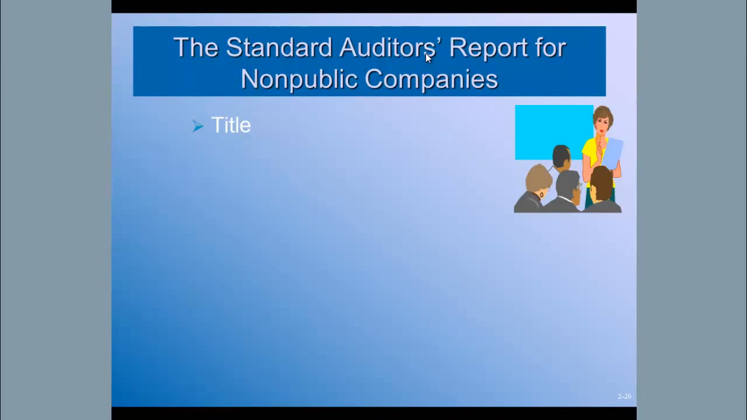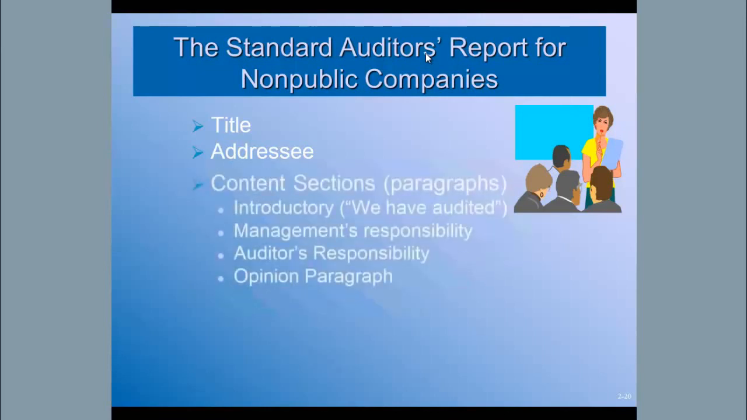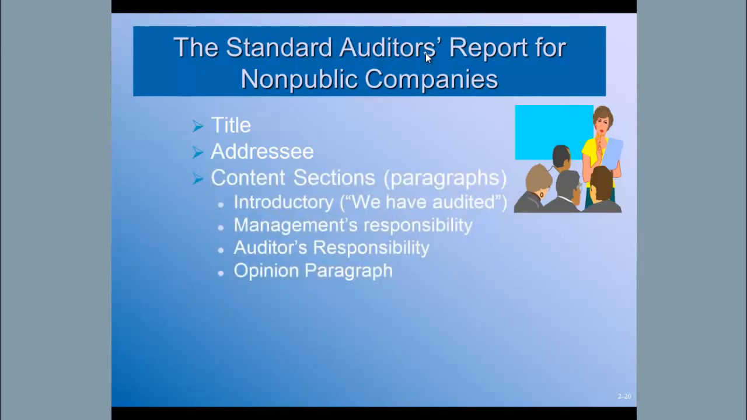One, each one is going to have a title. Sounds silly? But yes, they have to have a title. They have to have an addressee. Usually it's the owner of the business, board of directors, audit committee, and it wouldn't be to the controllers. It's got to be somebody usually at the owner level or a level like that. So the title of the financial statements, an addressee, and content sections, four paragraphs. You need all four.